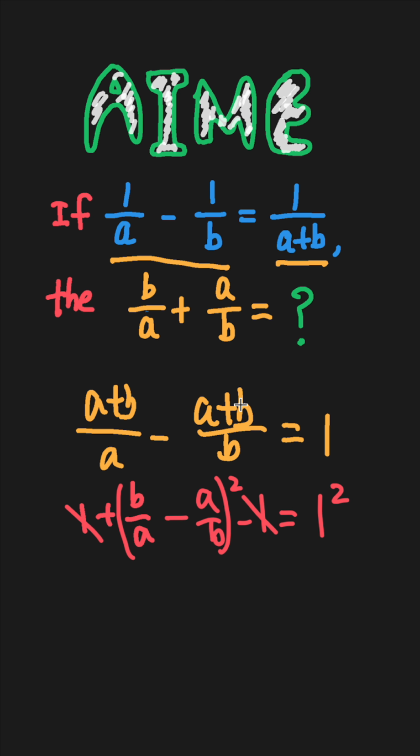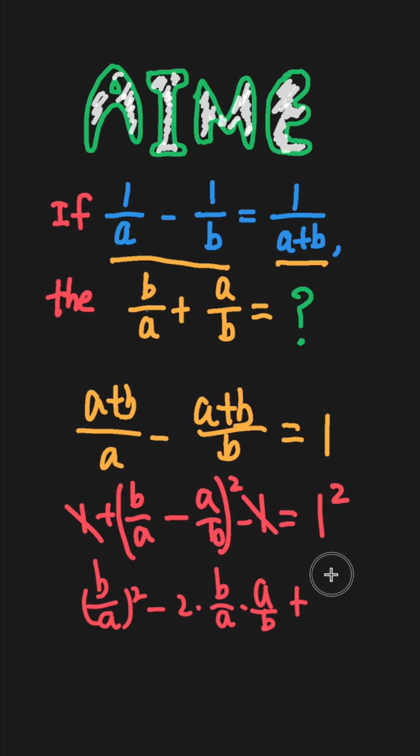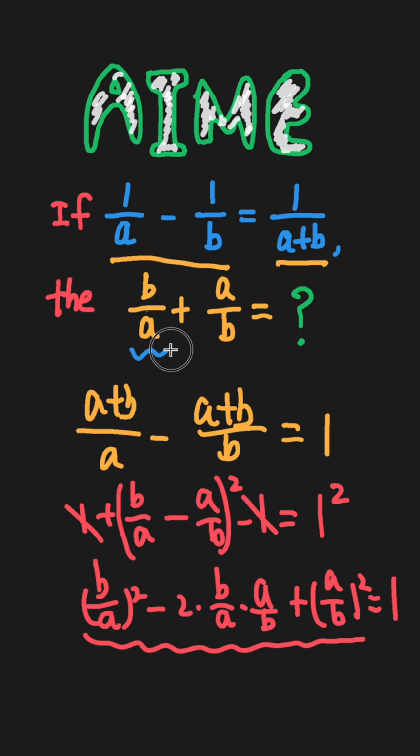Some magic is going to show up, as we have already learned from those formulas. So if you use the perfect square formula, the left side can be unpacked as (b/a)² minus 2 times ab, which is b/a times a/b, which is basically going to be 1. We're going to do that later. And then plus (a/b)², which is equal to 1 squared. 1 squared is 1.